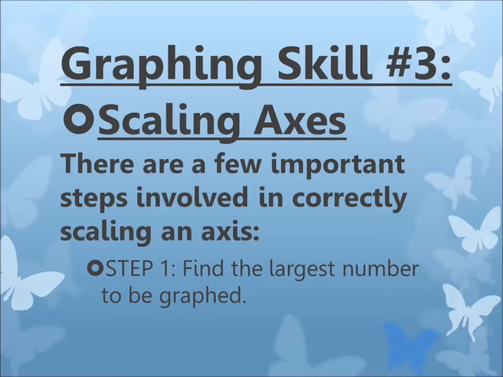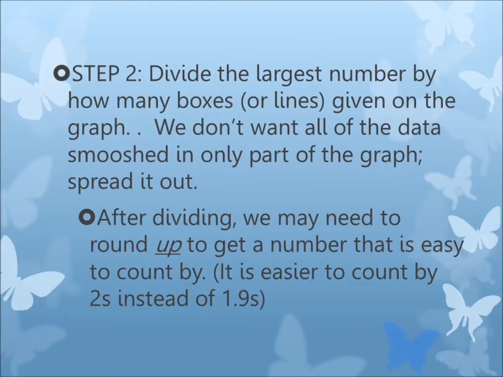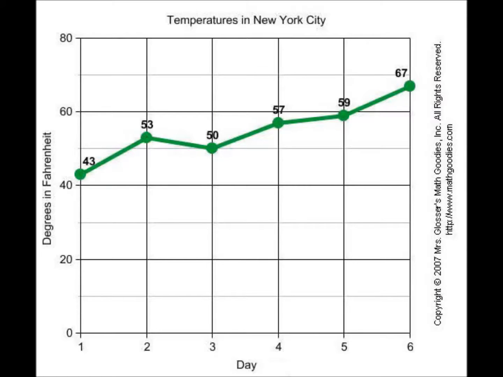So step one, when you're looking at all the data that you need to graph, you want to find the largest number to be graphed. So that's pretty easy, right? So divide the largest number to be graphed by how many boxes or how many lines you have on your graph.